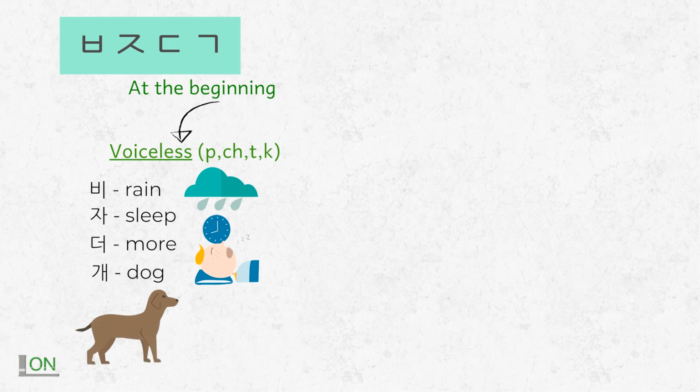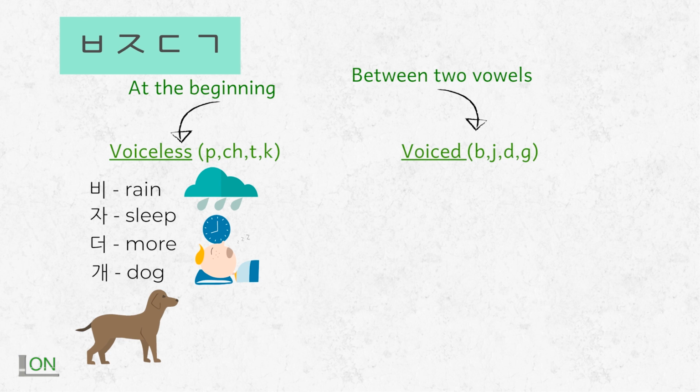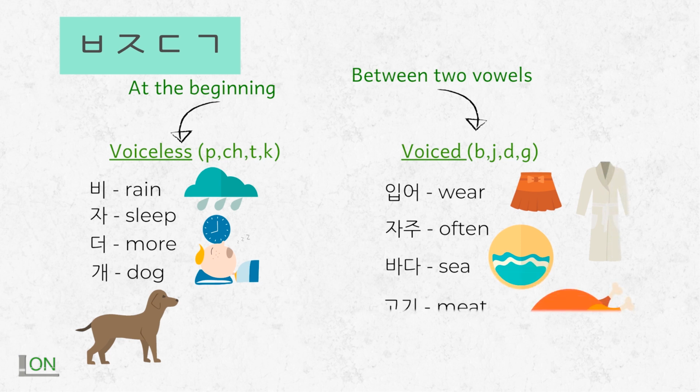Now let's look at how to pronounce these 4 consonants between 2 vowels. Between 2 vowels, they are voiced. Voiced sounds are b, j, d, g. For example, 입어, wear, 자주, often, 바다, sea, 고기, meat.